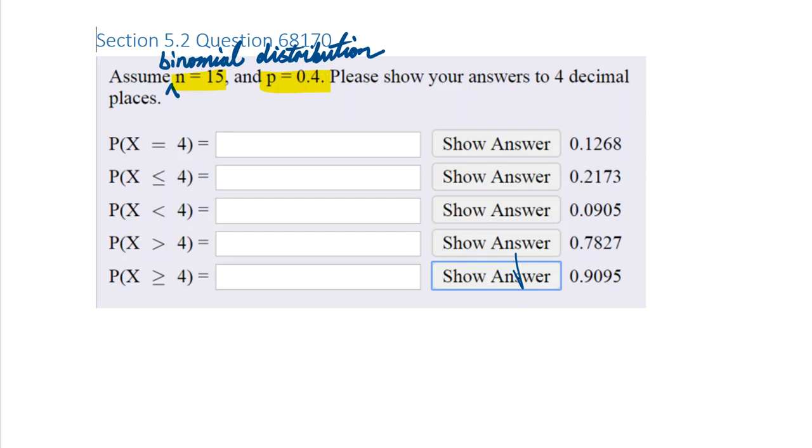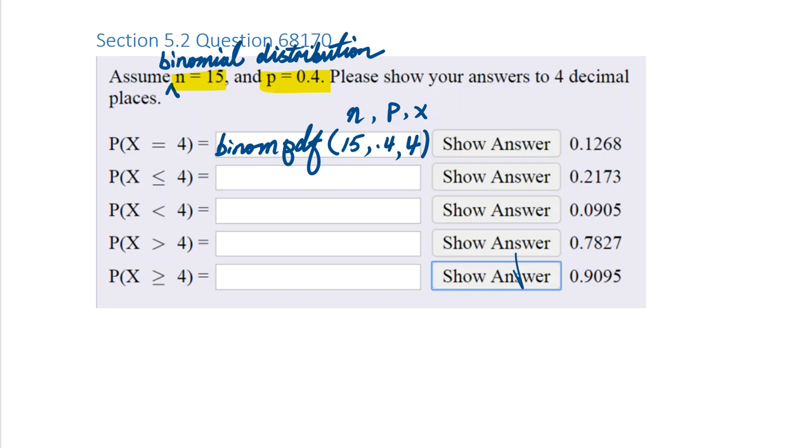When we have an equality, we will use binompdf. And the syntax is n, p, and x. So in this case, we will enter 15, 0.4, and 4. Once again, when we have equality, we will use PDF.